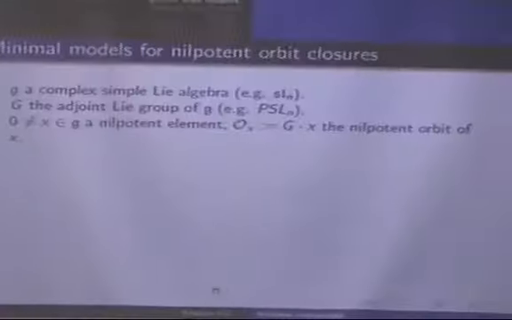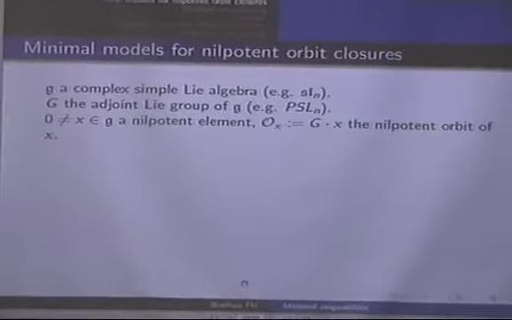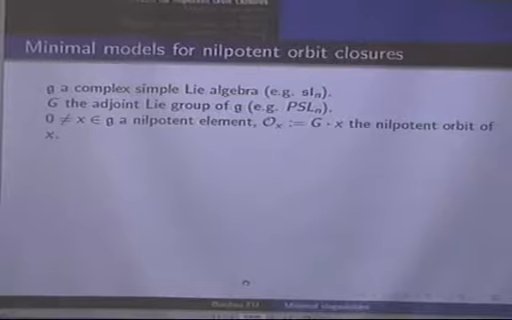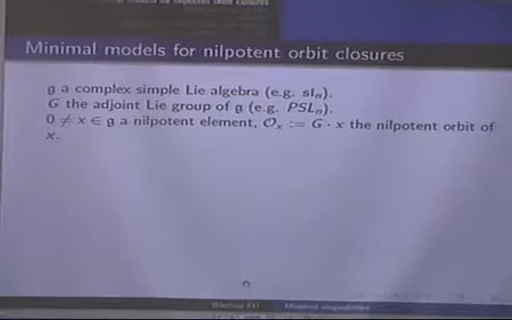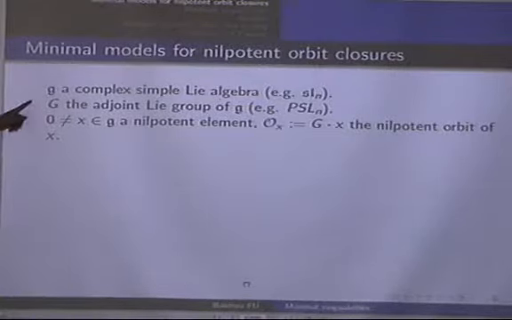So let me start with g. It's just a complex simple Lie algebra. So you can just think of SL_N. And the capital G is the adjoint Lie group of g. The adjoint means the center is trivial. So you just take any Lie group with the Lie algebra g, then you quotient by the center. You obtain the adjoint group. So in the case of SL_N, what you get is just PSL_N.